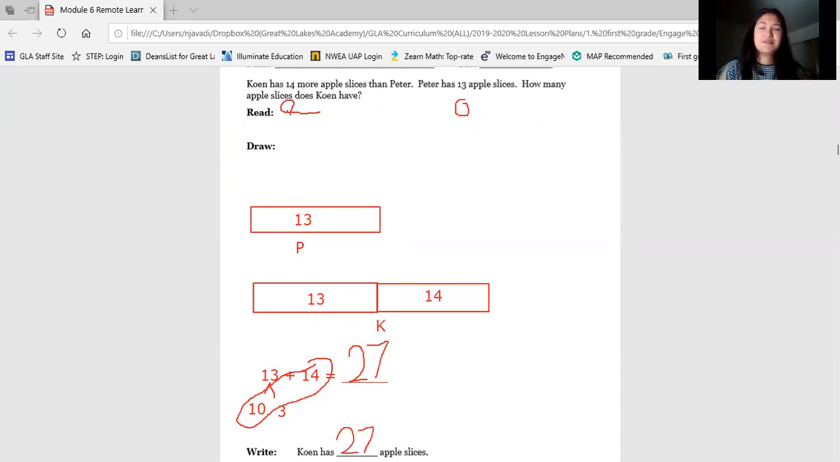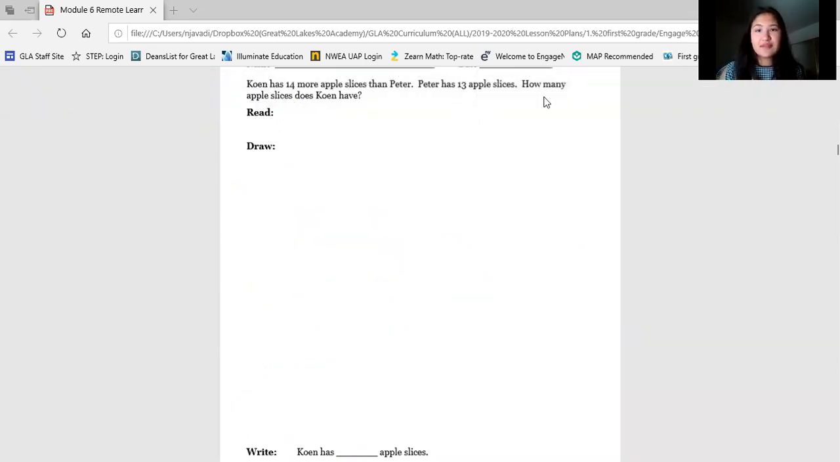27 apple slices. On your page, you must have a double tape diagram. That is what this right here is called. This is called a double tape diagram, and you need one on your page. So if you don't have it, fix your page now and get this on there. If you do have it, let's keep going.